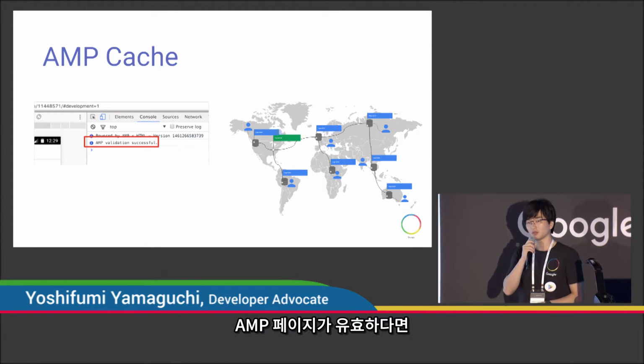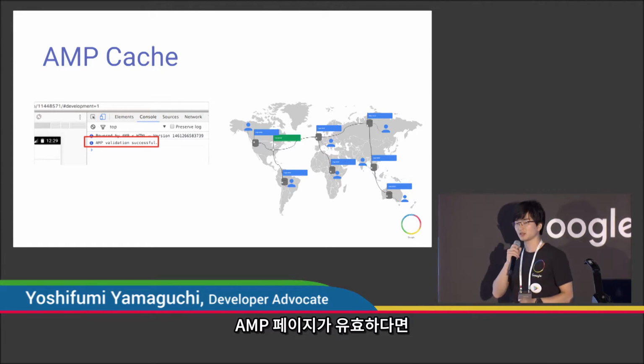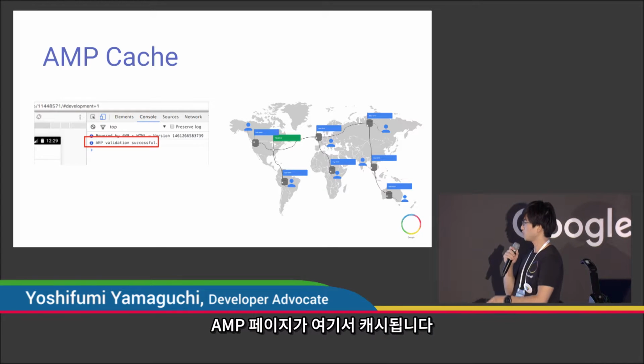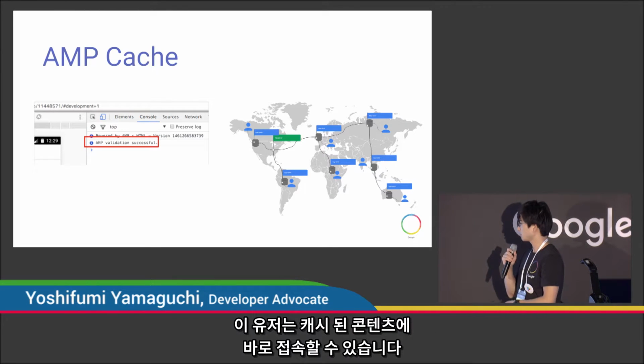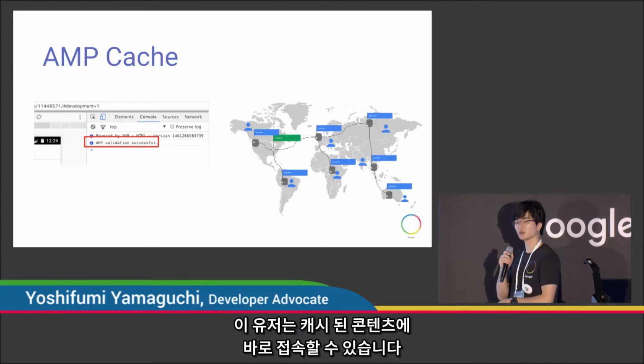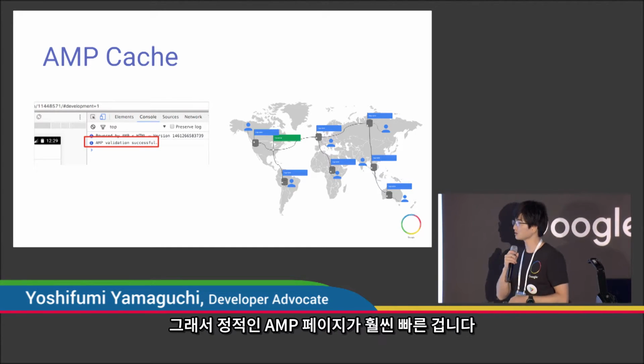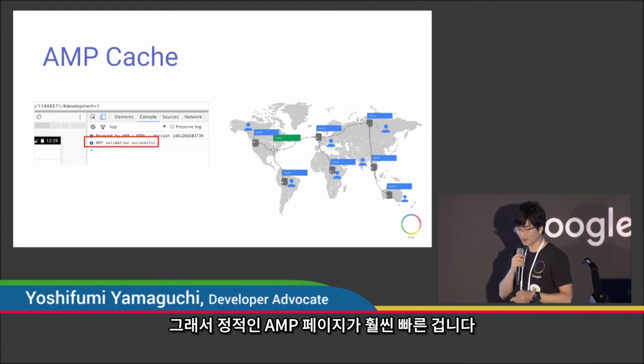So if the AMP page is valid, for example, the AMP page provided to this user is valid, then that AMP page will be cached here. So this user can directly access the cached content. The round trip time to fetch the AMP pages gets much shorter. So that's why AMP gets faster in the case of static pages.